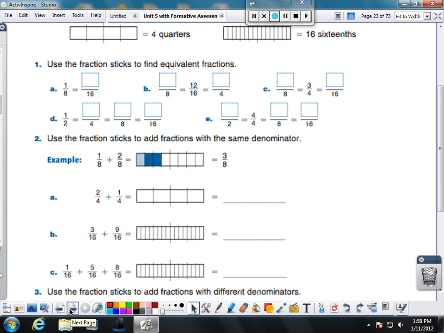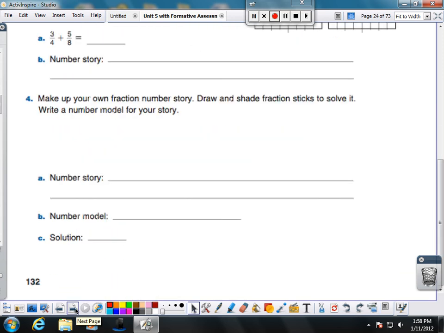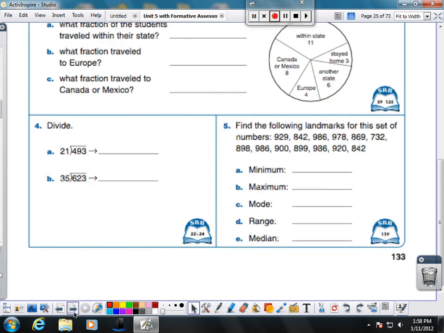All right, so tomorrow you're working on journal pages all the way up to 132. So 132 will be our last journal page, and then if you finish that, you have a set of math boxes on 133.